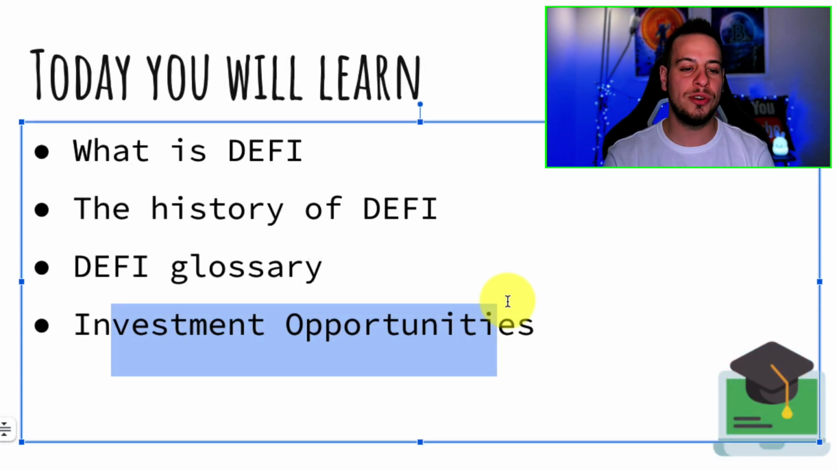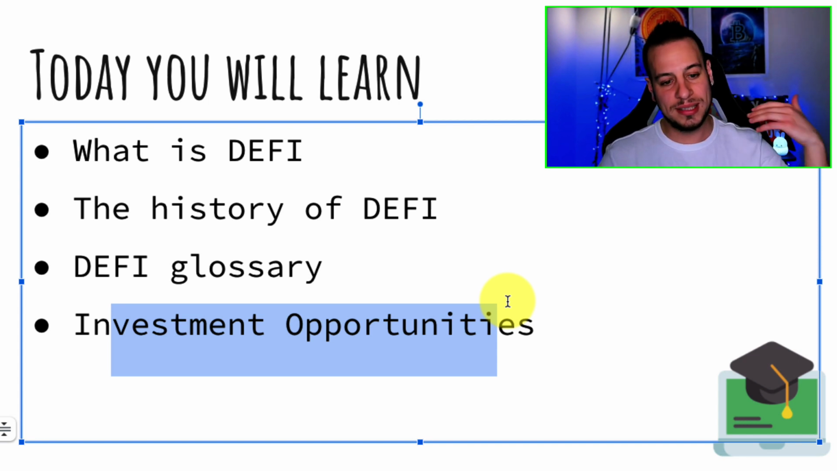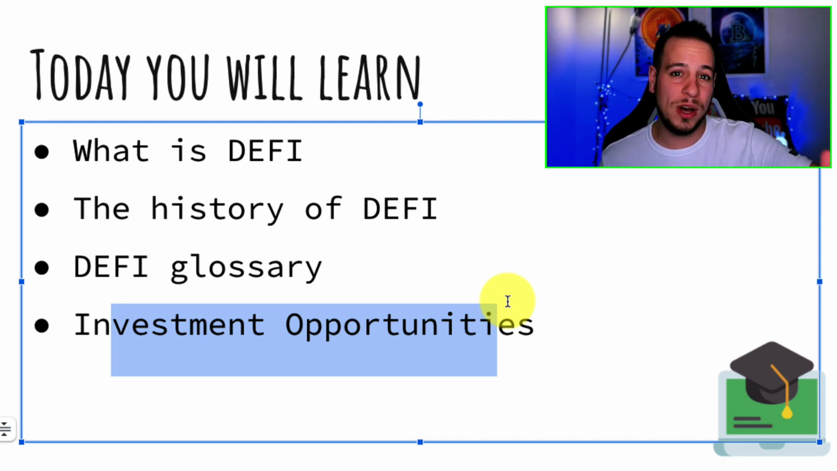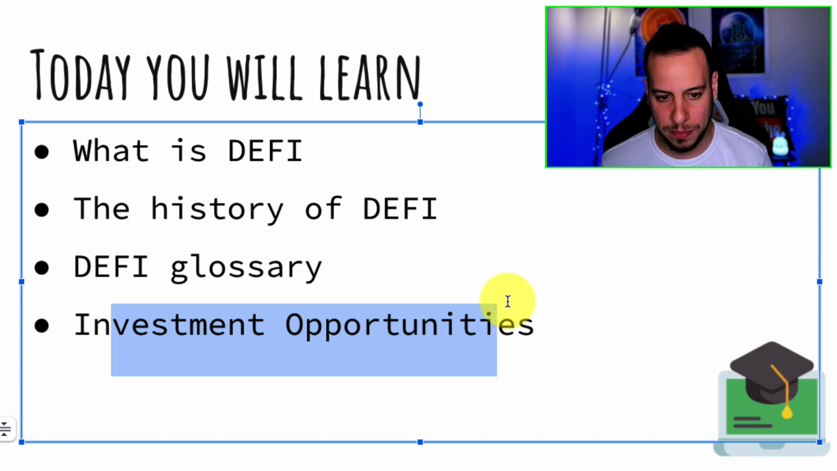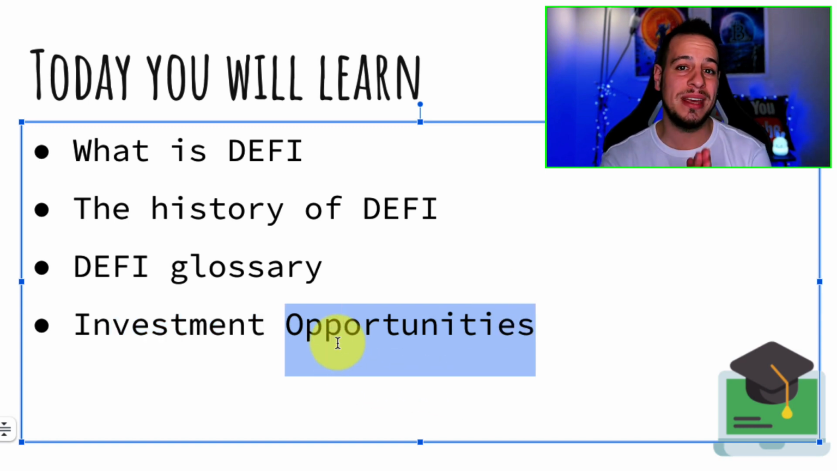So what are you gonna learn today? The first thing that you're gonna learn is what is DeFi, what is decentralized finance. We'll talk a bit about the history of DeFi. We'll understand how it started and where it is today. We'll see some DeFi glossary, basic terms that you will need to be familiar with in DeFi. When someone asks you and you read what is AMM, you will know what it actually means. And we will explore some investment opportunities that help us make passive income using DeFi.